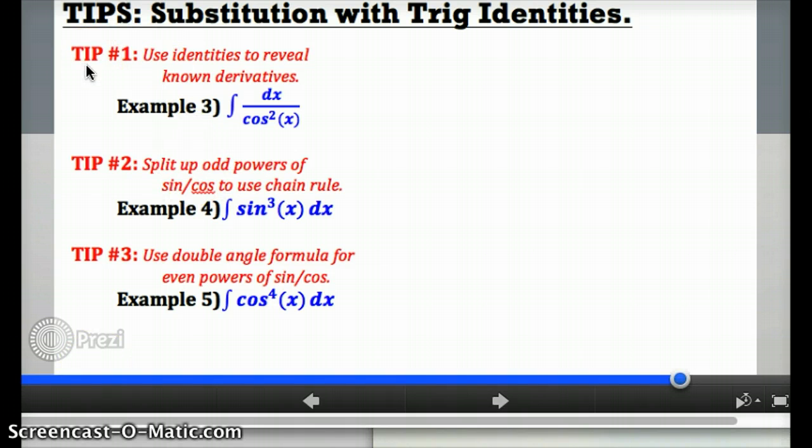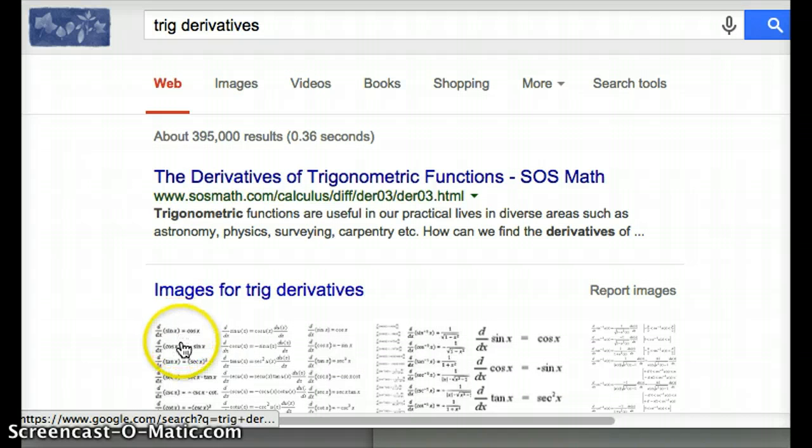Before I talk about tip 1, I actually want to suggest a tip 0. And the tip 0 is that all of these will be much easier to do if you really know your trig derivatives. So what do you do if you don't really know them? Well, I would open another tab on your computer right now, or if you have it in your notes, go ahead and Google trig derivatives. Even if you know them really well, sometimes you can spark your memory just by looking at a chart.